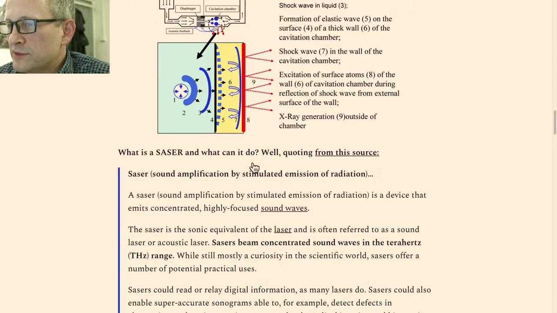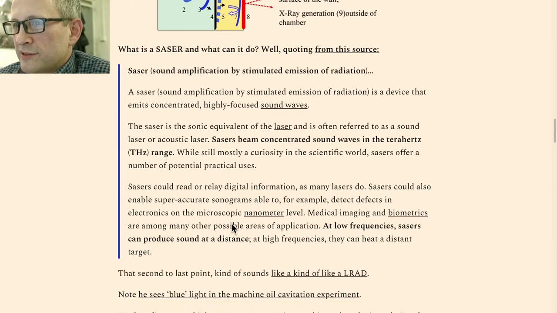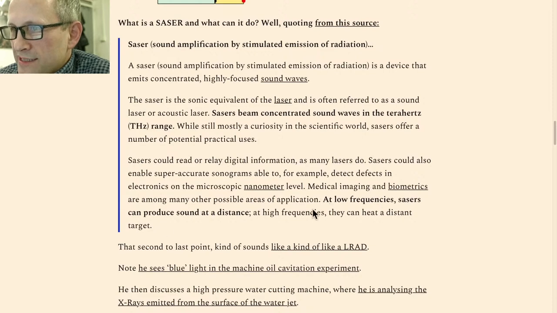So if you remember when I was talking about that, when you look at the description here, the Zaser is a sonic equivalent of the laser and often referred to as a sound laser or acoustic laser. A Zaser beam concentrates sound waves in the terahertz range, that while still mostly a curiosity in the scientific world, Zasers offer a number of potential practical uses. And one of them is down here: at low frequencies, a Zaser can produce sound at a distance.